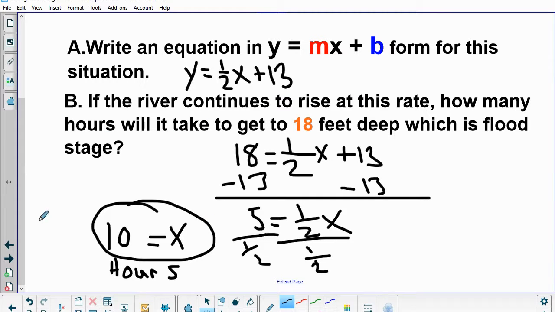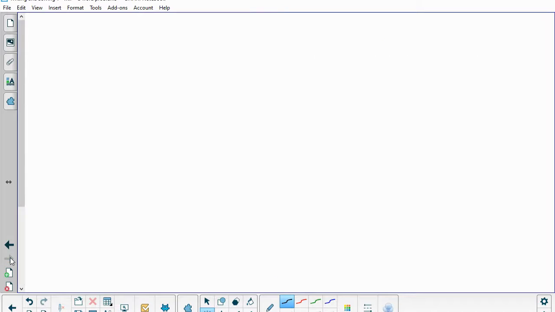So this is another situation where you could use the slope-intercept form of the equation.